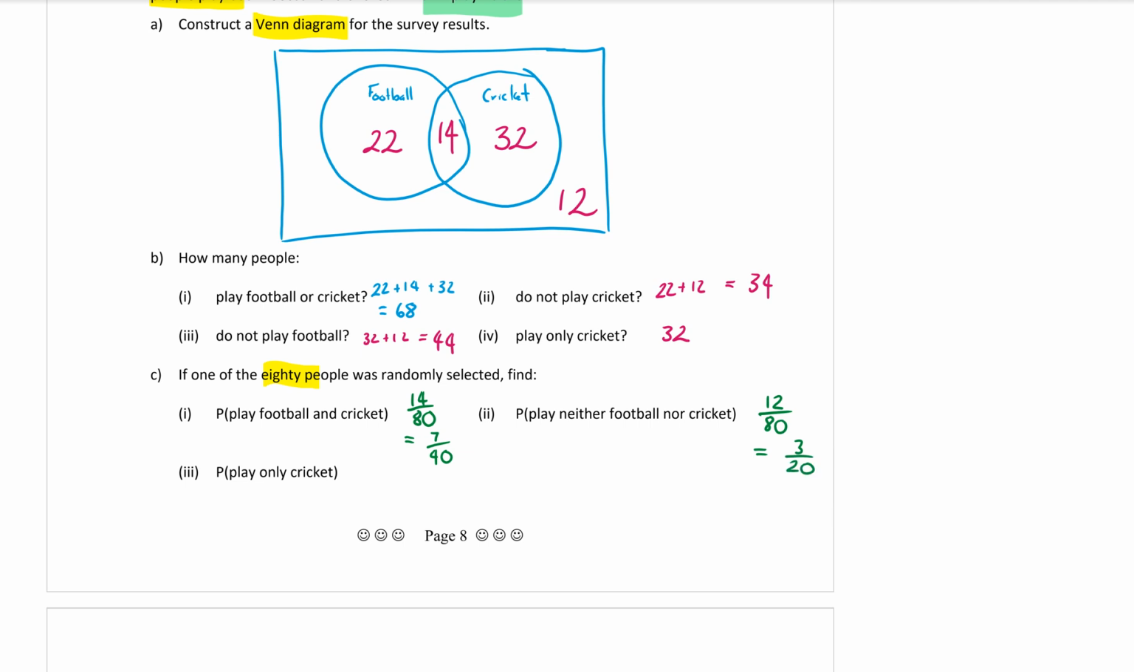Part 3, find the probability that they play only cricket. So just cricket, not the ones who play football as well. Only cricket, there is 32 people out of the 80. That simplifies to 2 out of 5.